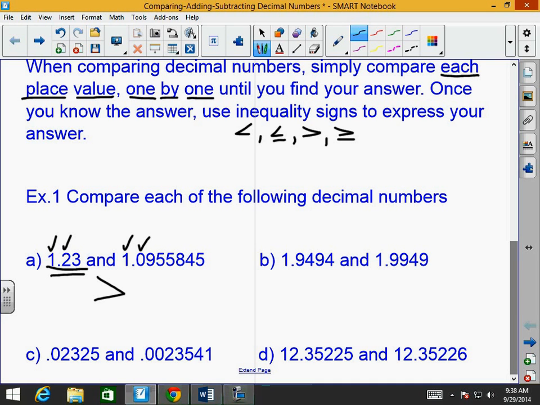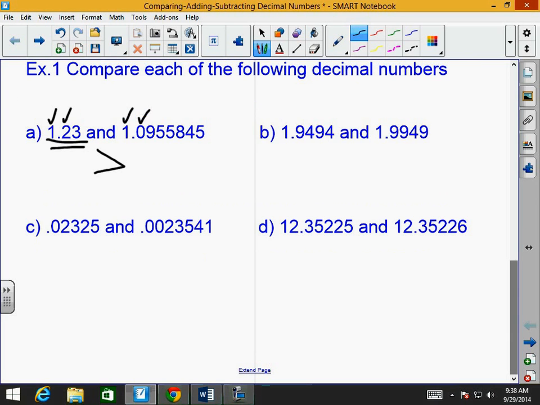Okay, I got 1.9494 and 1.99. I've got a 1 in the ones place and a 1 in the ones place. A 9 in the tenths place and a 9 in the tenths place. So far they're equal. Then I have a 4 in the hundredths place and a 9 in the hundredths place. So immediately I can stop. Who's larger?